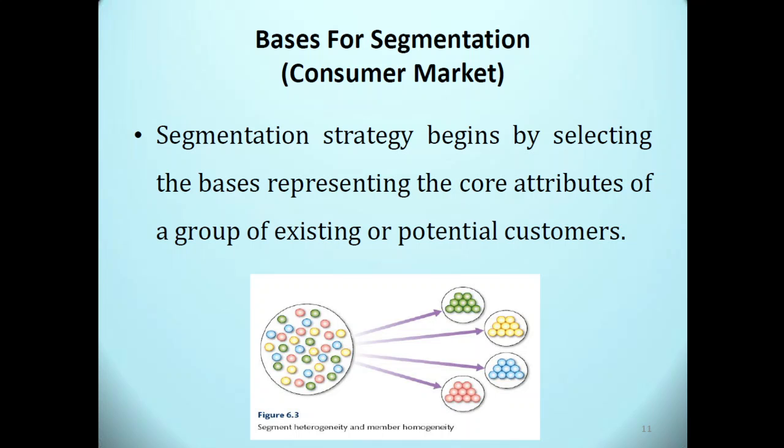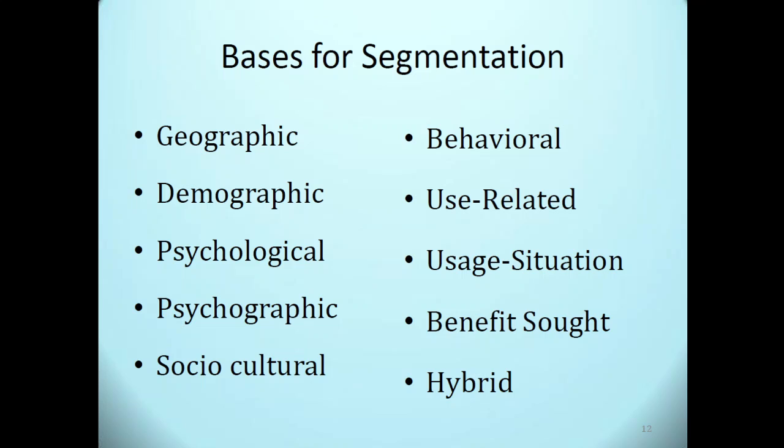But the strategies which we use, we had seen some of the segments, like four different segments on which generally the market is segmented or divided. But there are many more aspects under which we can further divide or subdivide the market. Some of these strategies which are used even further are geographic, demographic, psychological, psychographic, sociocultural, behavioral, use-related, usage situation, benefits that are sought, as well as a hybrid or a combination of any of these.